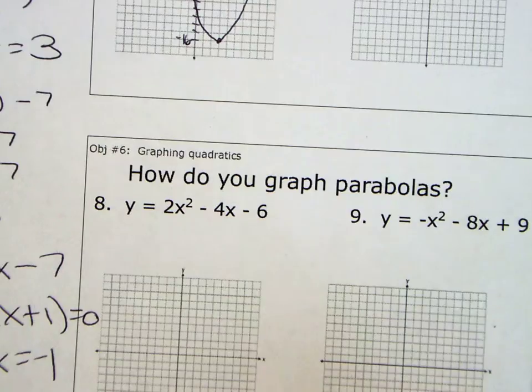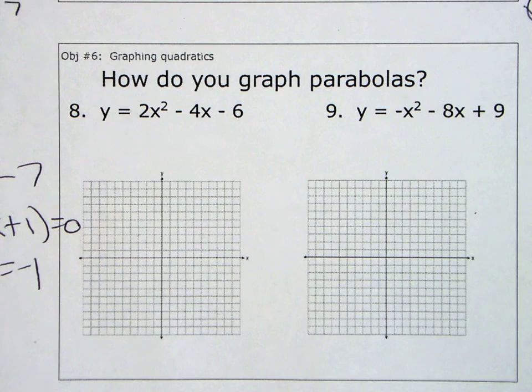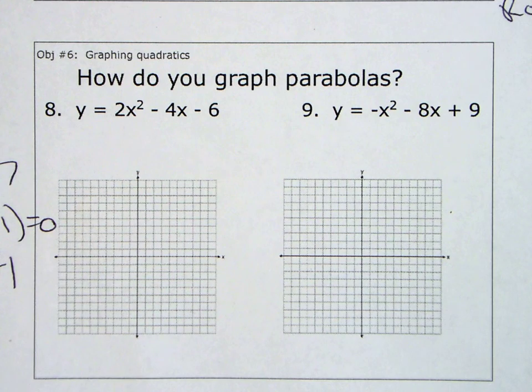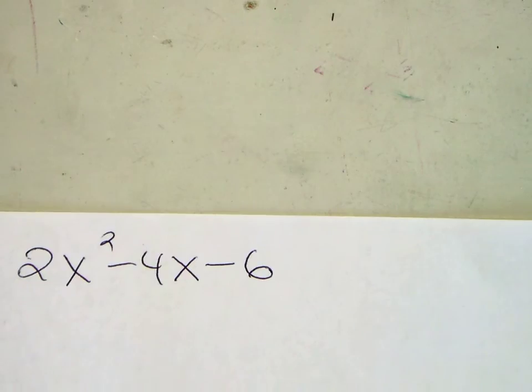And these are pretty much as hard as it gets. x squared minus 4x minus 6. -x squared minus 8x plus 9. All right. So I'm going to do them on this piece of paper, on a different piece of paper, the work before I graph it. All right. So let's look at this one.